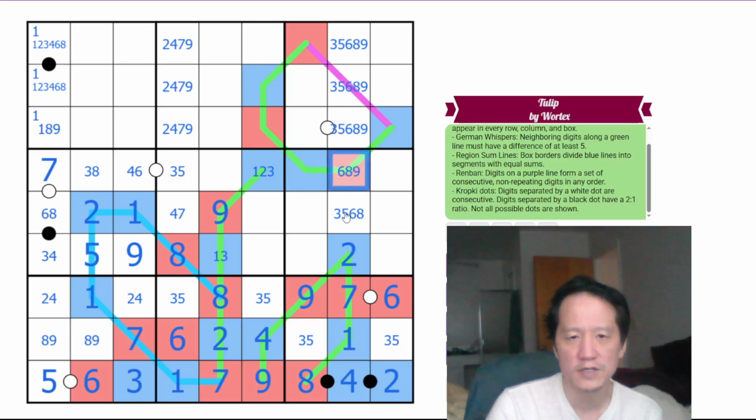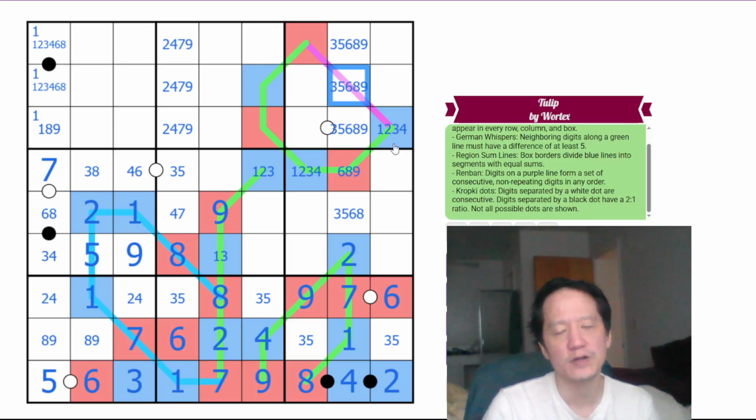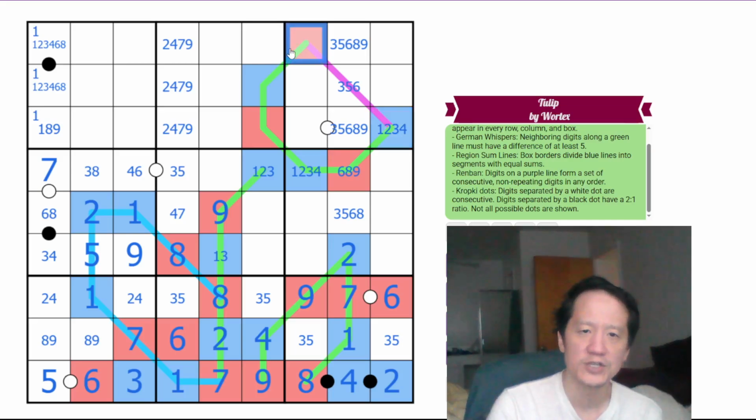So this is 6, 8, 9. This must be 1 through 4. And this must be 1 through 4. So this can never be 8 or 9 here, because you always have a low here. Oh, and this has to be high.